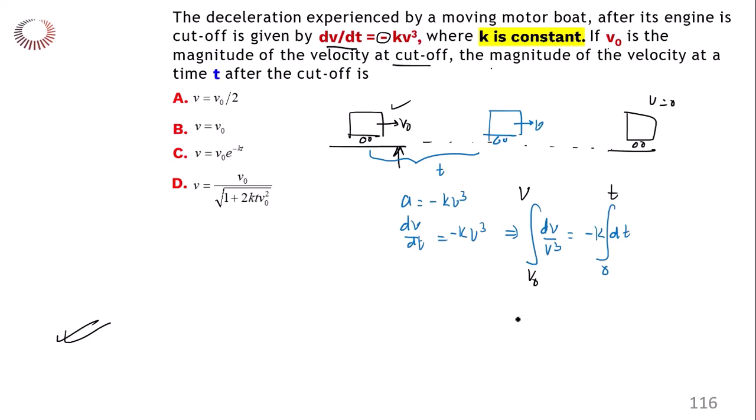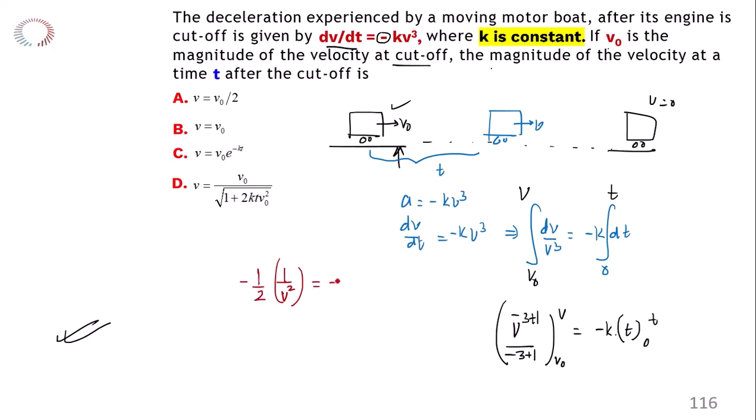So the left hand side integration is v to the power minus 3 plus 1 divided by minus 3 plus 1, with limit from v naught to v. The right hand side is minus k into t, with limit from 0 to t. Now if I simplify a little, v to the power minus 3 plus 1 is v to the power minus 2 by minus 2. v to the power minus 2 means 1 by v square, with the minus 2 up. That should equal minus k into t.